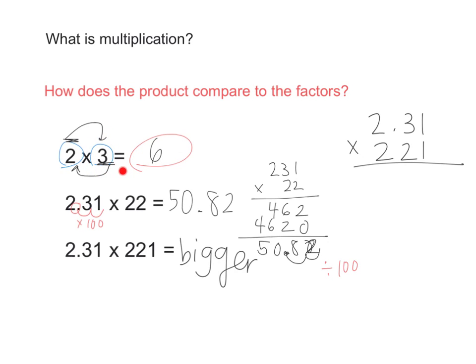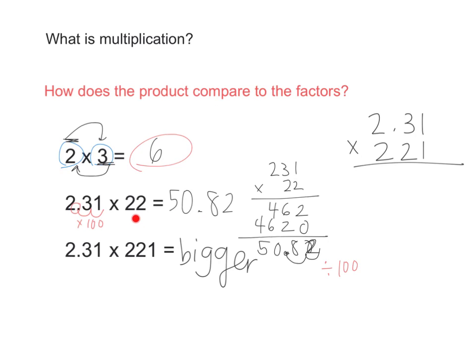No. Right? If I copy something, do I have more of it? Yeah. Or let's think of it the other way around. If I make 3 copies of 2, will it be bigger or smaller than 2? Okay. Here, I'm making 2.31 copies of 22. So is that going to be more or less than 22? More, right? So the product is bigger.